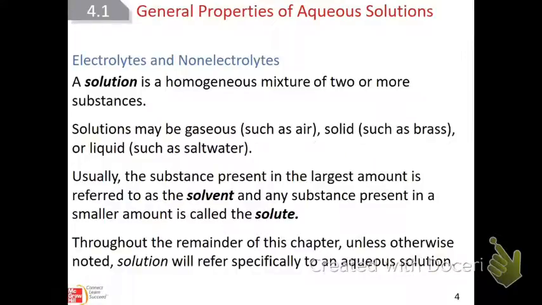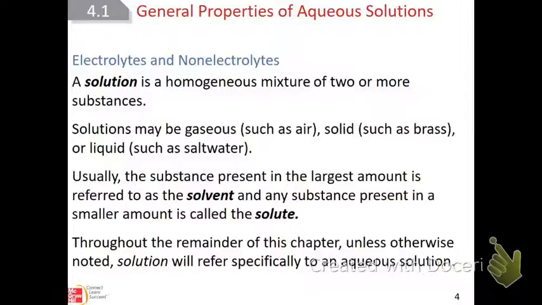We're going to finish up this chapter in two different sections. One of those sections is talking about solutions and then precipitation reactions, and the second section is also dealing with solutions, but with molarity and concentration of solutions. And we're going to start with a very brief review of what solutions are.